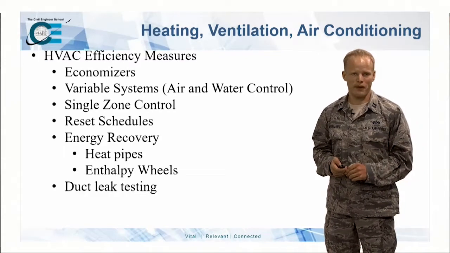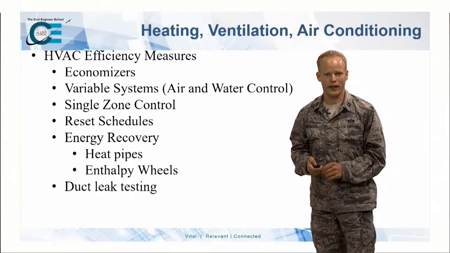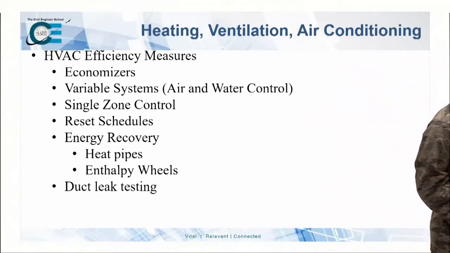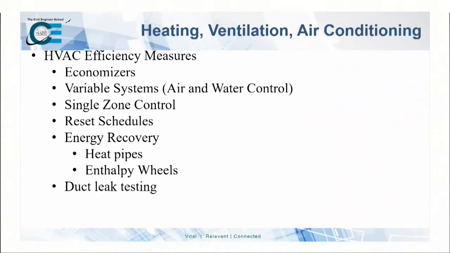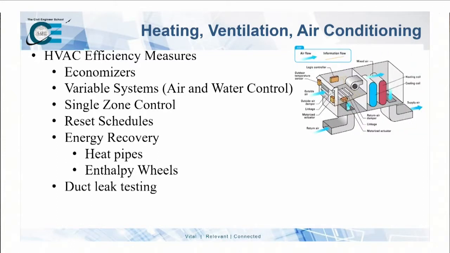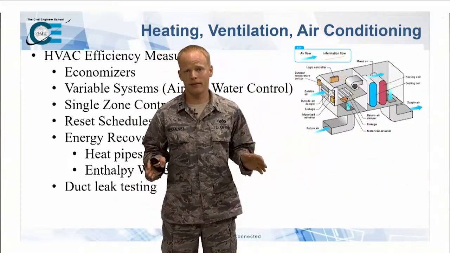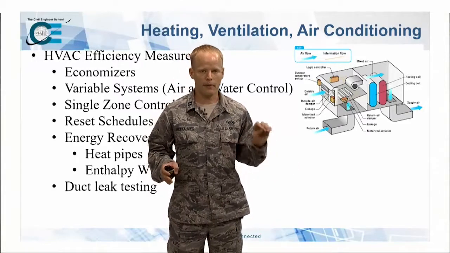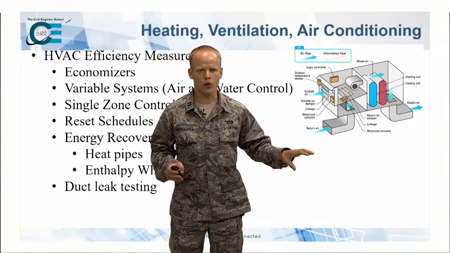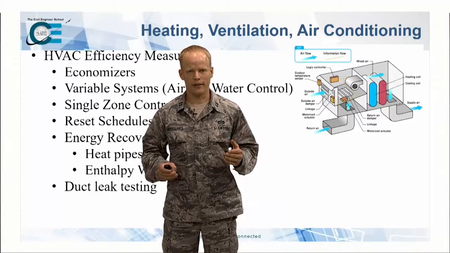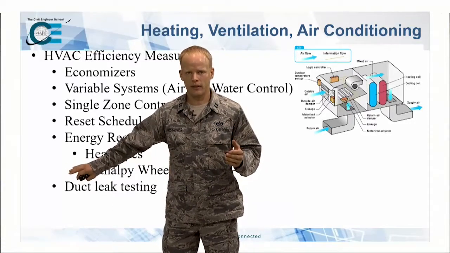So here's some efficiency measures that you can do regarding your HVAC system. So you can install an economizer on here. Variable systems, air-water control, single zone controls, reset schedules, energy recovery, duct leaking. So here's an example of your economizer. Your economizer works by saying, hey, it's cold outside, yet we still need to cool our space. So if it's cold, let's bring in cold air and just exhaust all that hot air.